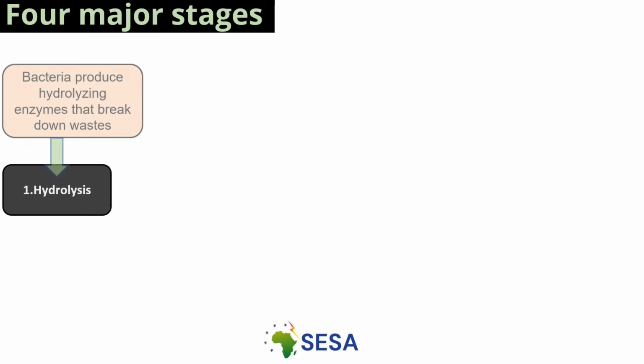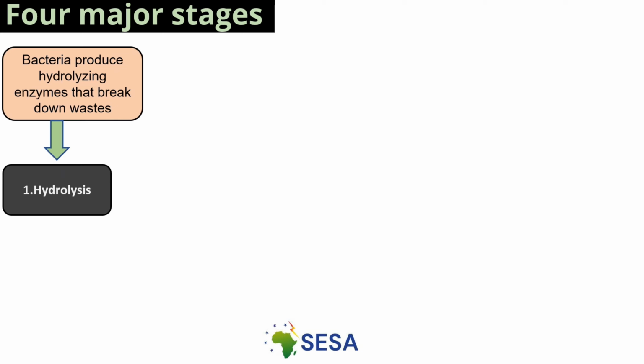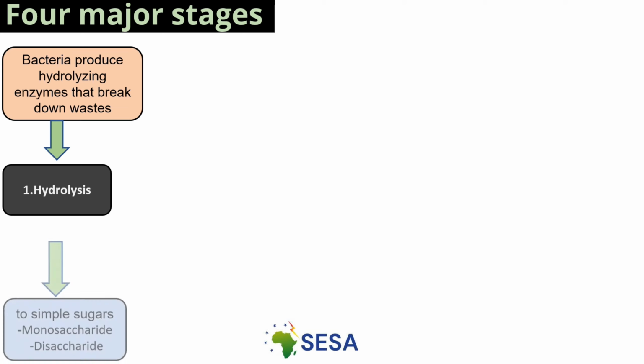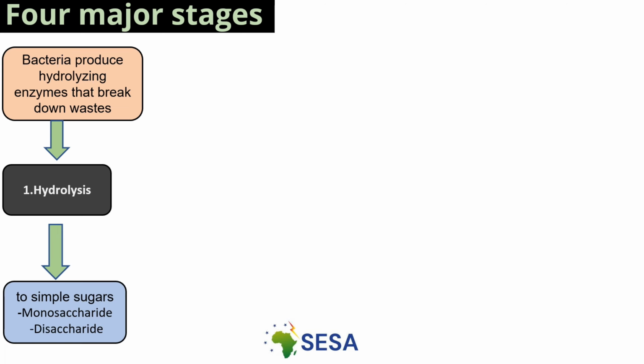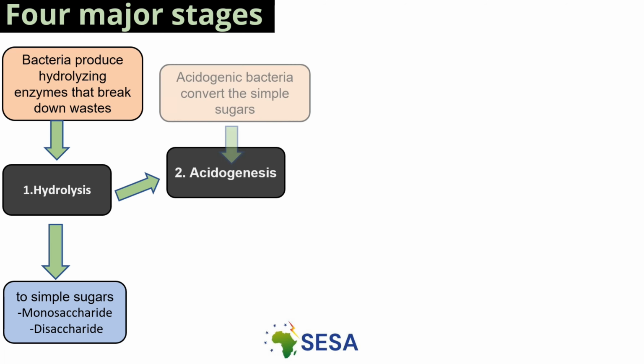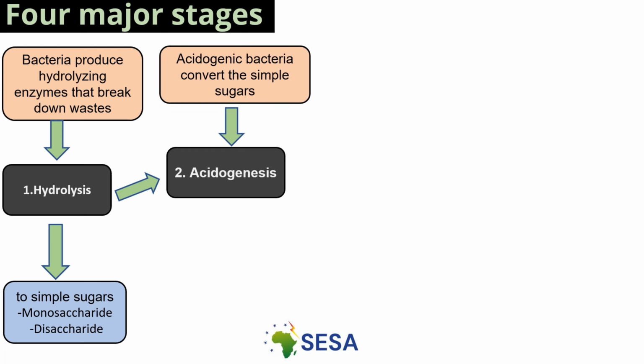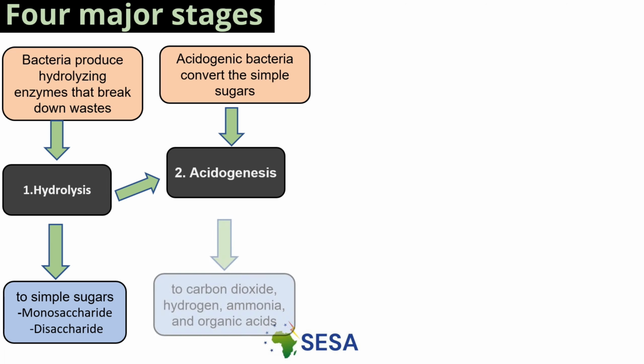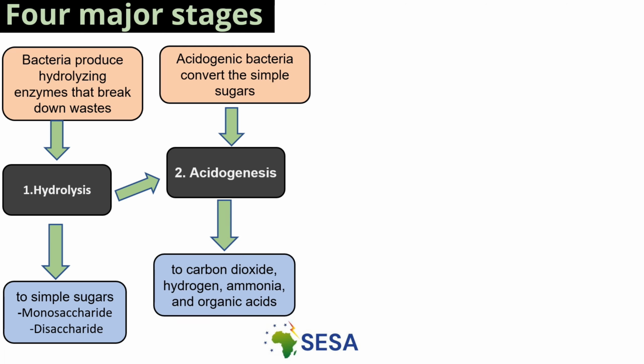Hydrolysis is the first step in the conversion of organic material to biogas, whereby bacteria break down organic polymers like carbohydrates into simple sugars so that the next group of bacteria can further process the material. Acidogenesis is the second step whereby acidogenic bacteria convert the simple sugars and amino acids into carbon dioxide, hydrogen, ammonia, and organic acids.